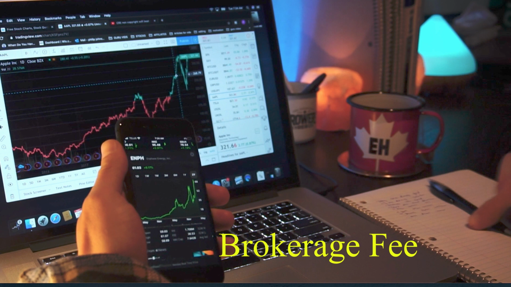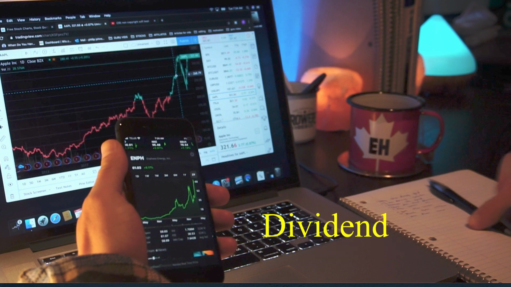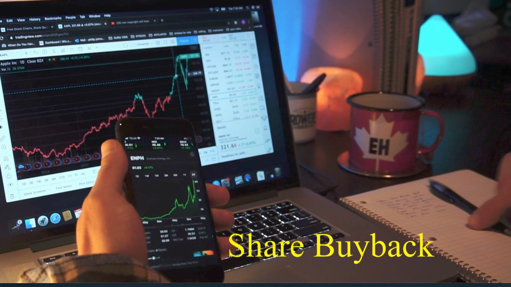Brokerage fee. This is a fee paid out when you buy or sell through your broker, which will be a different amount every time you do it with different brokers. Dividend. This is cash paid out to investors for simply holding on to a stock. Share buybacks. This is when a company buys back its own shares.